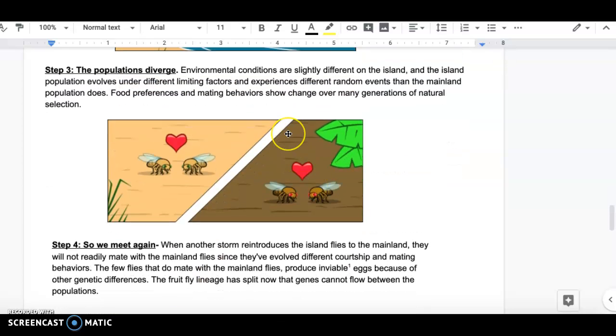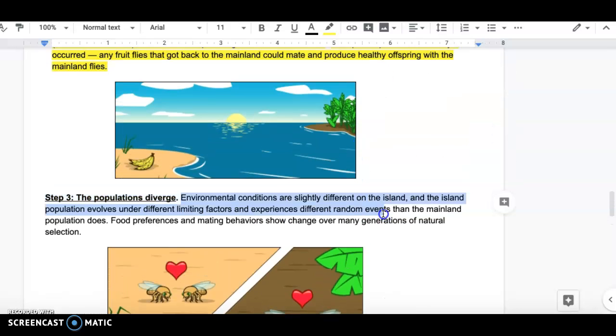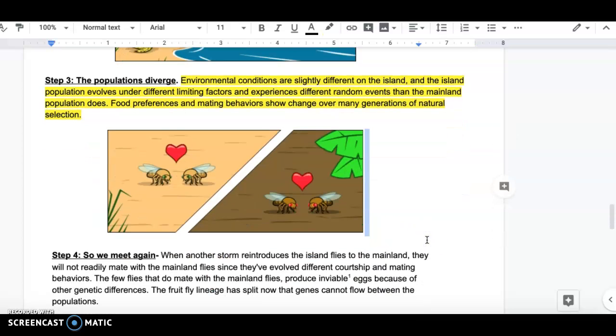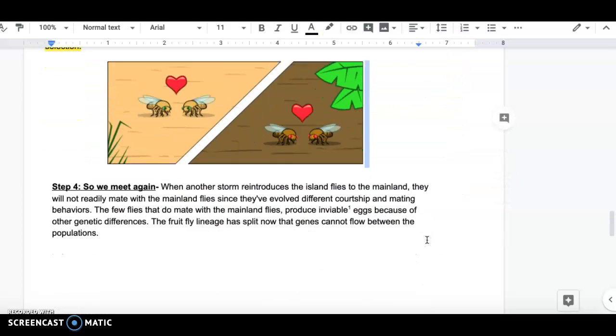Step 3, the populations diverge. That means they grow apart from each other. Environmental conditions are slightly different on the island, and the population evolves under different limiting factors and experiences other random events than the mainland population does. Food preferences and mating behaviors show changes over many generations of natural selection.